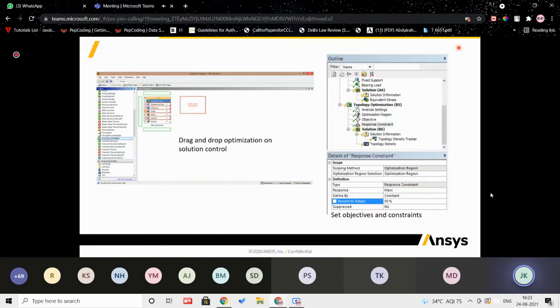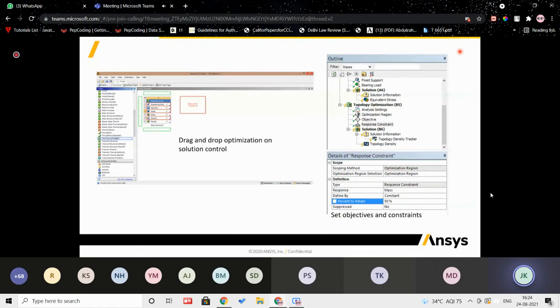So once you have done the static structural analysis, there is a topology optimization in the Workbench. You need to drag and drop. What it will do is take all these geometries, the model and the solution from the static structural. So you don't need to do anything. Everything is automated inside ANSYS. So all the data will be transferred to the topology optimization, as you can see.